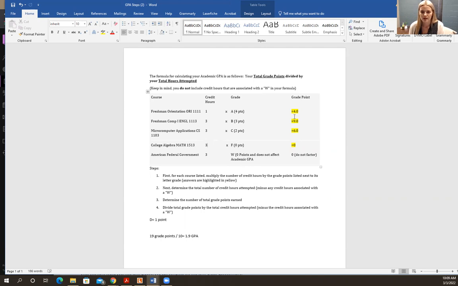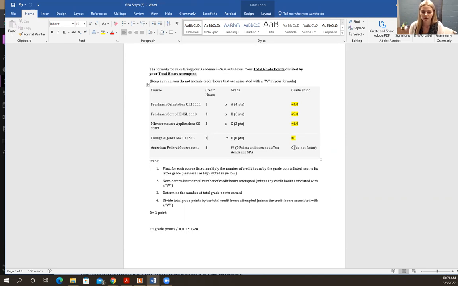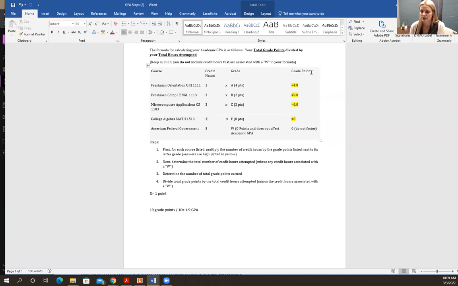So our total grade points is 4 plus 9 plus 6 plus 0, which is 19. So we currently have 19 grade points that we have earned for the semester. And then we will divide it by the amount of hours that we're in. So again, we're ignoring this W here. It doesn't count against us. And we are adding up our hours for college algebra, micro apps, comp, and orientation, which is 10. So 19 grade points divided by 10 hours is a 1.9 GPA.